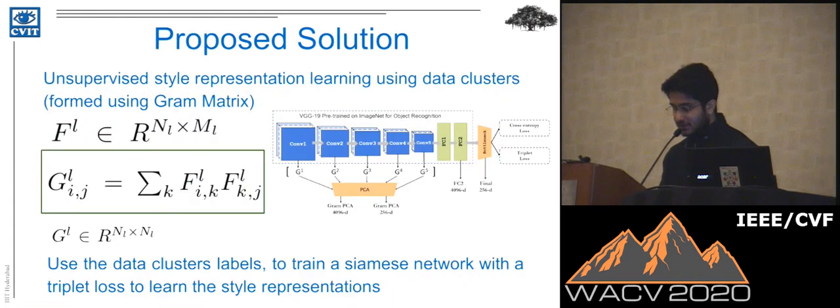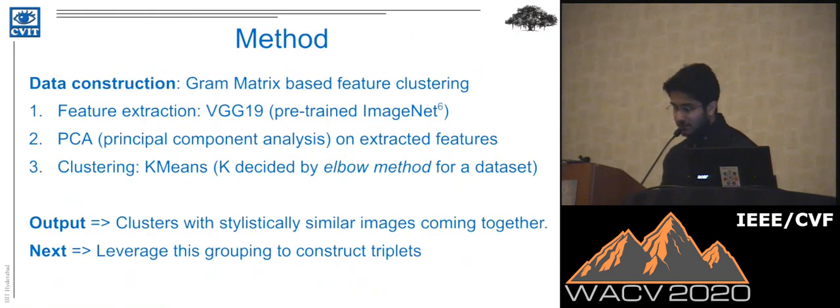As a first step is forming data clusters. We extract features from a pre-trained CNN trained for the task of object classification, perform PCA on the extracted features to reduce them to a manageable size. Finally, we perform k-means clustering, where k is determined by the elbow method. The output of this stage is clusters with stylistically similar images coming together.